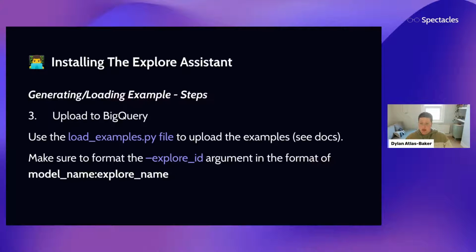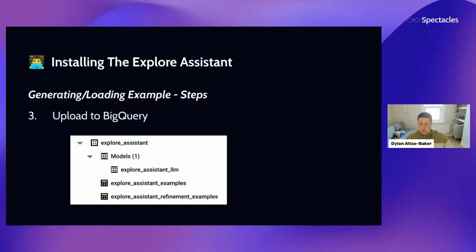And so upload to BigQuery, and what you then end up with is what you see here in BigQuery, which is a dataset called, in my case, Explorer Assistant. You can configure that. A model, which is the Explorer Assistant LLM, is the Gemini Pro model that we've deployed with Vertex in BigQuery, and then tables with examples and refinement examples, which is from the prior step. With all of that and the backend deployed, you're ready for the final step, which is the front end.